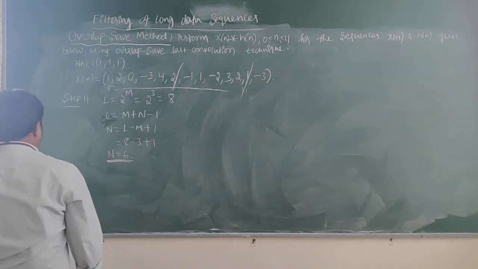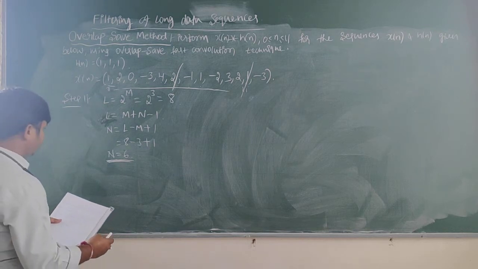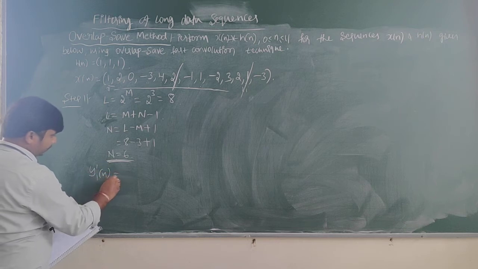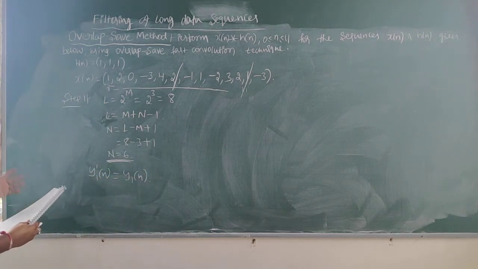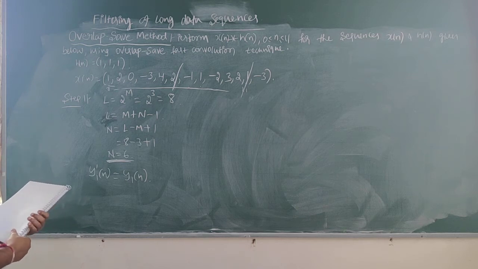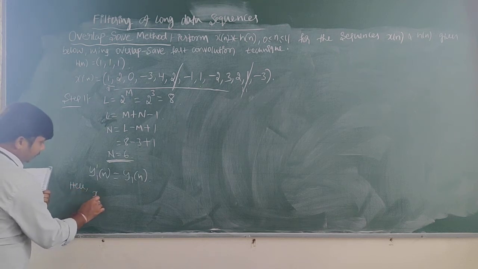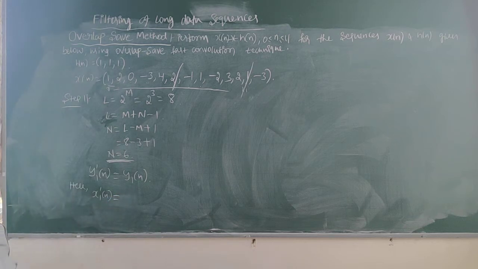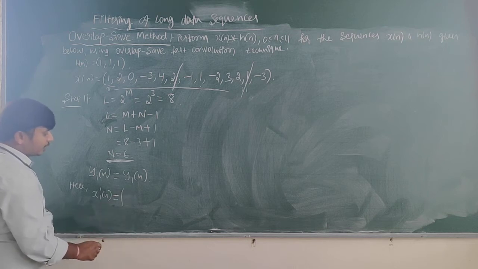Now I need to find y1 dash of n, which is equal to y1 of n. How do we find y1 dash of n or y1 of n? Here we have x1 dash of n, that is the first sequence. So what will the first sequence consist of?